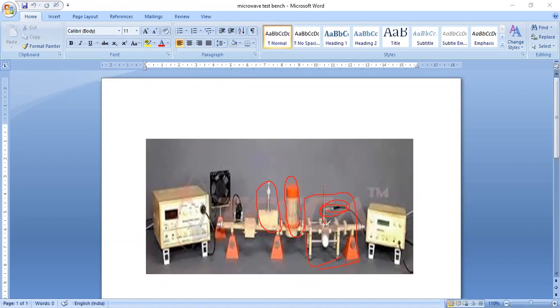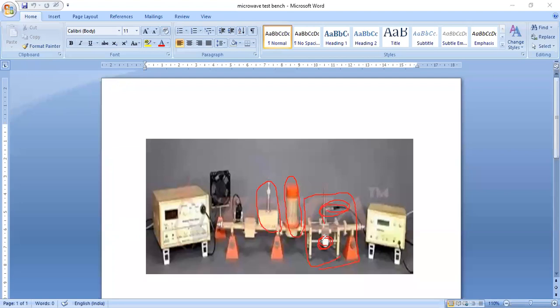When you observe the slotted waveguide, there is a scale available, called the vernier calipers. There is a plunger here. When you rotate this plunger, you can vary the reading. Practically you might have seen this: by rotating that plunger, the vernier calipers reading varies.